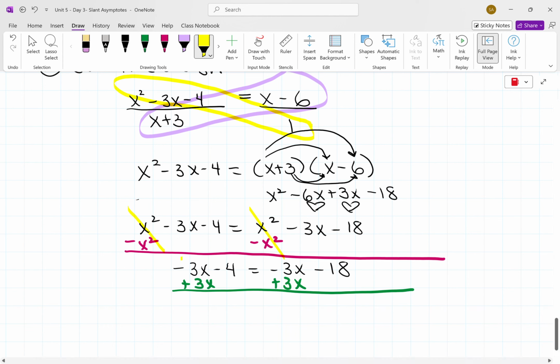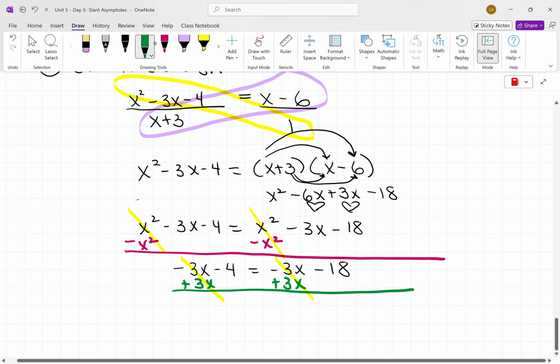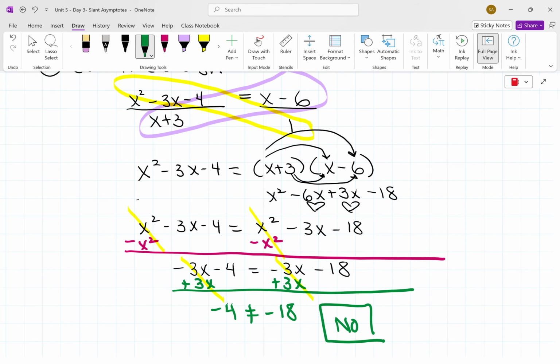Now I add 3x on both sides, but once again, what happens when I add the 3x? They cancel again. Does negative 4 equal negative 18? No. So does it cross? No. Does not cross. Since we already got the factors at the top, can't we just see that it doesn't equal it because of those factors? You could do that, yeah. Factors. Yep, absolutely.